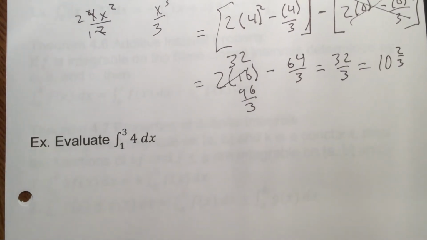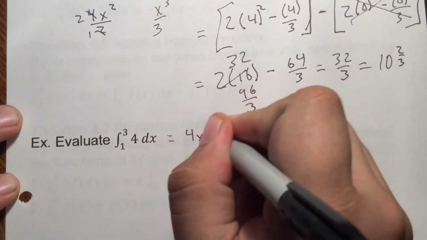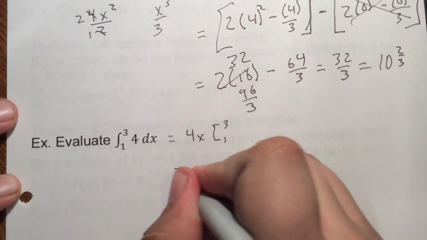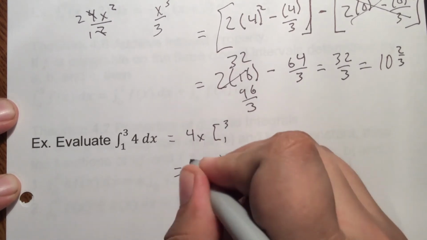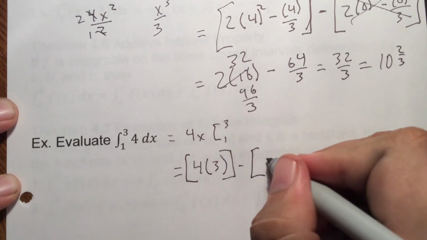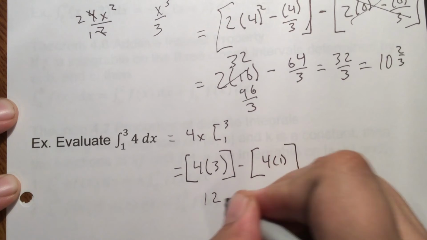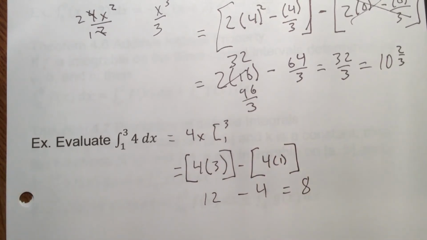So if we have a single number, when we do the integral, all we have to do is add an x. So this would become 4x, and we're evaluating it from 1 to 3. So 4 times 3, again, I'm going to put that in brackets. We put 1 in there, 4 times 1. Well, this would be 12 minus 4, which is 8.